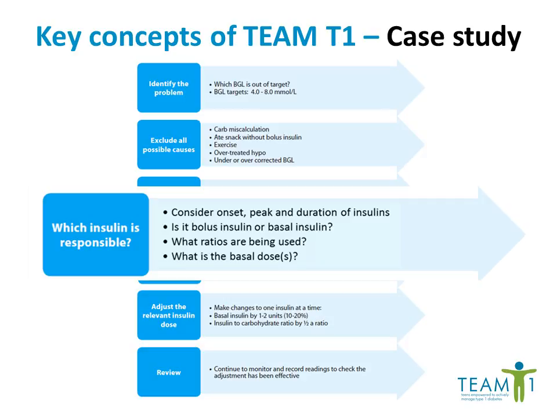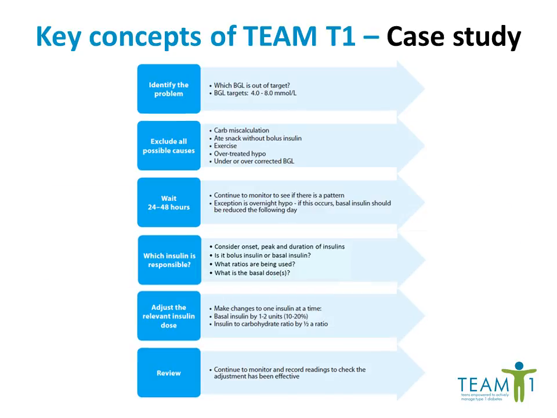Okay, Jade, can you read the next step, please? Which insulin is responsible? Consider onset, peak and duration of insulins. Is it bolus or basal insulin? What ratios are being used? What is the basal dose? What do people think? I think my Lantus is okay because there isn't much difference between my bedtime and morning levels, so I'm not dropping overnight. I reckon it's the morning Nova Rapid. You're on the 2-to-1 ratio then. I'm on 3-to-1. Maybe you need more Rapid in the morning. Yeah, maybe. That makes sense. Should I go to a 3-to-1 ratio as well then? What do you think? I guess so.